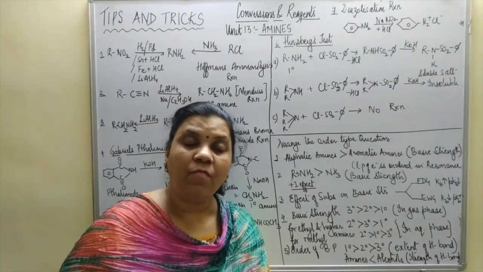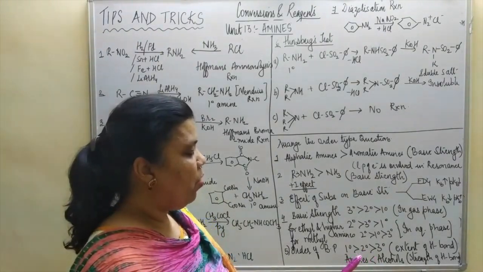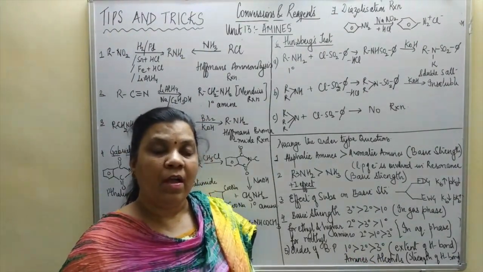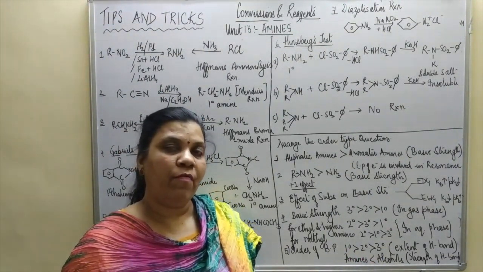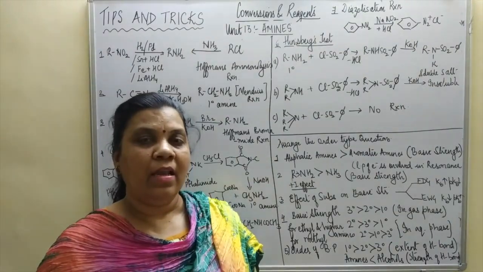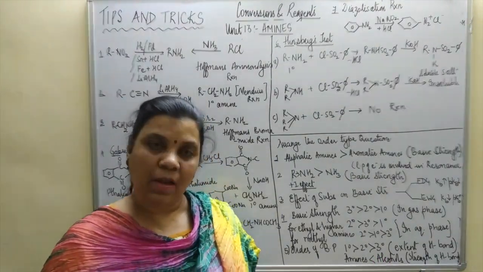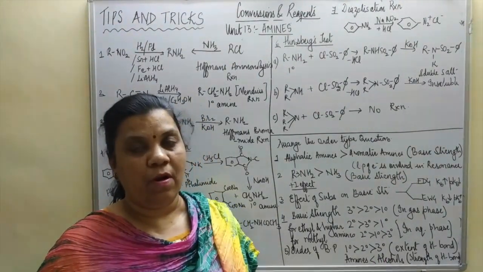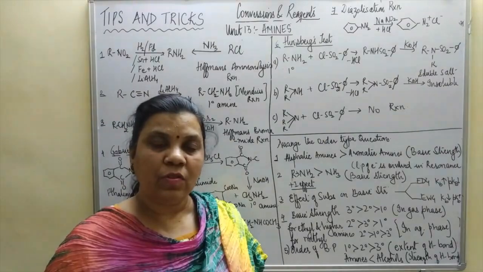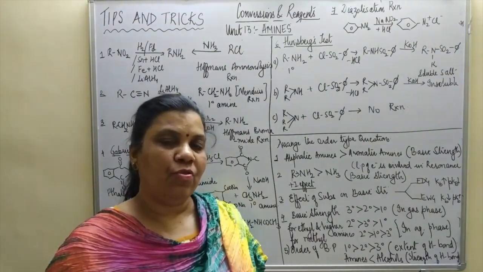Let's see the order of boiling point. 1 degree amines have the highest boiling point in comparison to 2 degree, in comparison to 3 degree amines, because 1 degree amines have greater sites available for the formation of H bond. So more extensive hydrogen bonding is formed in case of 1 degree and least in case of 3 degree. Next, if you compare the boiling points of amines with alcohols, we know that both form H bonds, but the H bonds formed in alcohols are stronger on account of greater electronegativity of oxygen in comparison to nitrogen of amines.